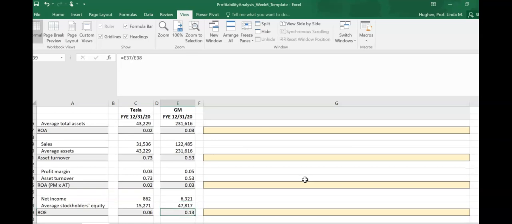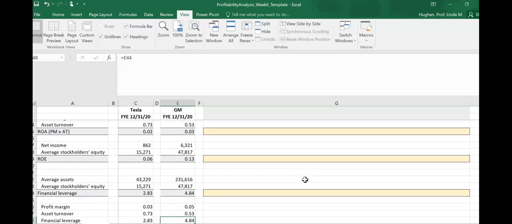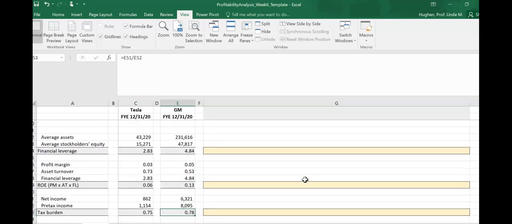ROE of GM is more than double the ROE of Tesla, 13%. So for every dollar invested in equity, about 13 cents was generated in net income for GM. Let's look at the components of how this is possible. Let's start off with financial leverage.